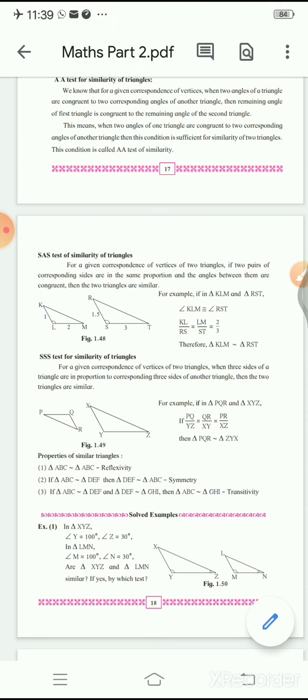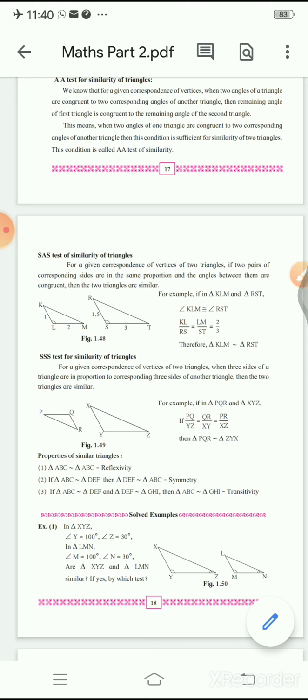For a given correspondence of vertices of two triangles, if two pairs of corresponding sides are in the same proportion and the angles between them are congruent, then the two triangles are similar. Once again, for a given correspondence of vertices of two triangles, if two pairs of corresponding sides are in the same proportion and the angles between them are congruent, then the two triangles are similar.